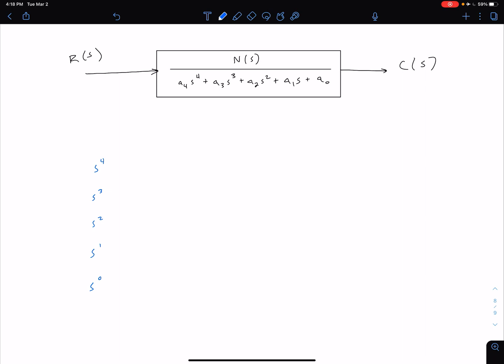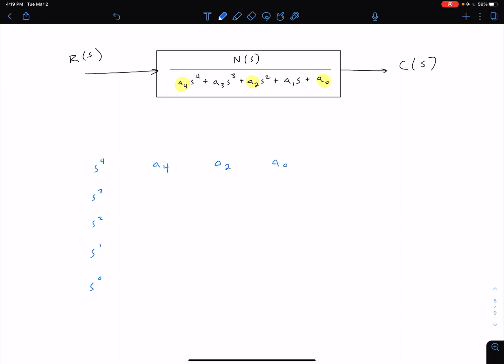Now we're going to populate our first two rows. We're always going to get our first two rows from this transfer function. For the first row, we look at the coefficient of our first term. So we're going to have a sub 4. We're then going to skip over a term, and we're going to have a sub 2. We then skip over a term again, and we're going to add a sub 0.